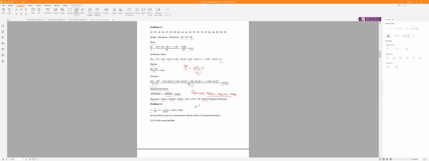So what is k? K is the number of SDs written in the question, basically. So it is said in the question that we should find the percentage of observations that you will find within 2.5 SDs of the mean. So k is 2.5, so you count using Chebyshev's theorem: 1 minus 1 per 2.5 square, you get 84%. So there are 84% of any set of observations that will be within 2.5 SDs of the mean, right?